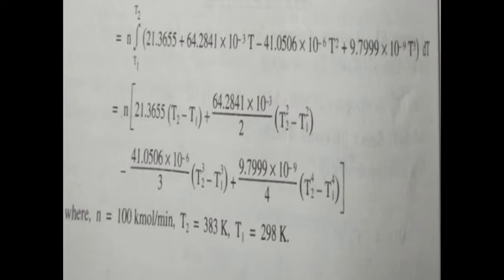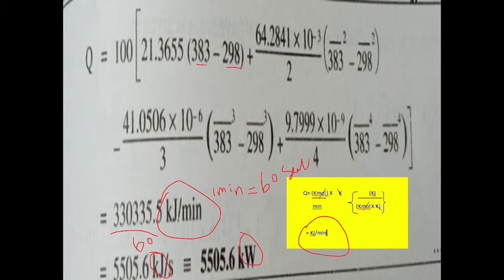For our case, n value is given as 100 kilomole per minute, T1 is 298 Kelvin, T2 is 383 Kelvin. Substitute in this expression and find out the capital Q value. Capital Q is equal to, we know the n value, then temperature values 383 and 298. So substitute here, finally we get capital Q in terms of kilojoule per minute.